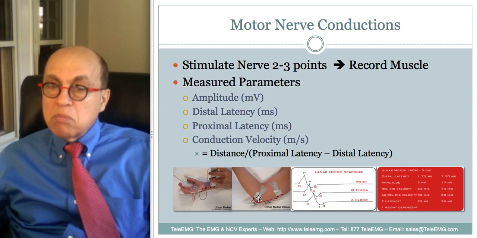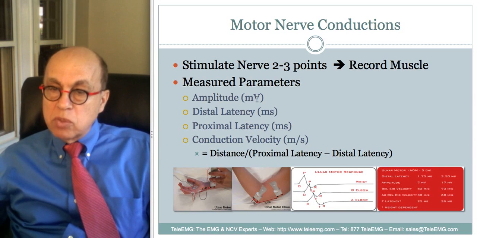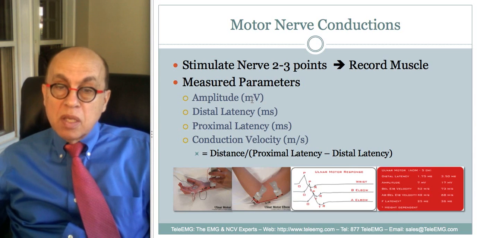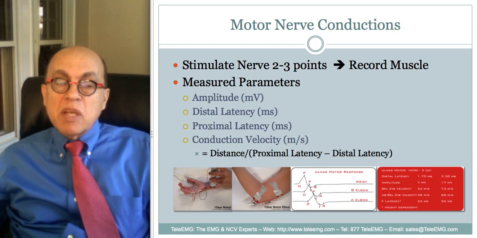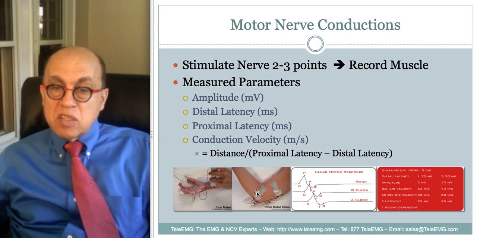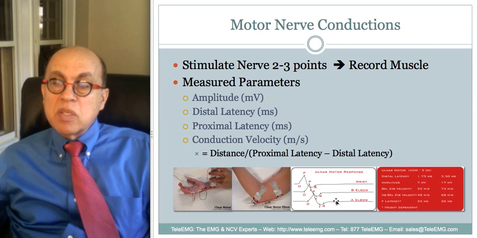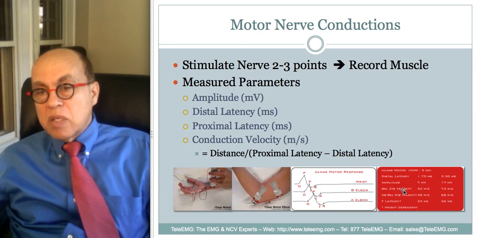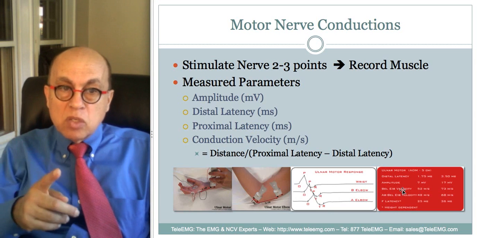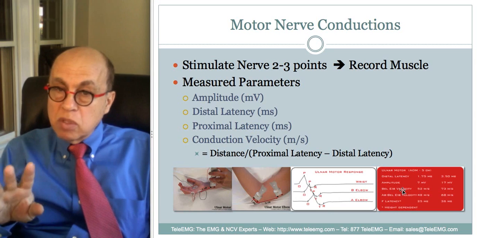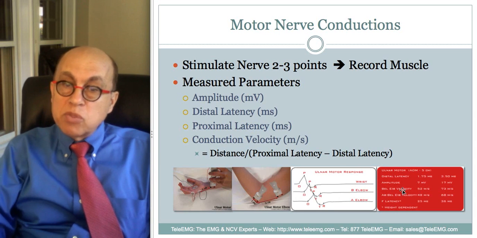So here, like in the sensory, we measure the amplitude. Instead of microvolts, we use millivolts because the motor amplitude is much greater than the sensory amplitude. We still measure the distal latency and the proximal latency. And we calculate the conduction velocity between these different points. Always, as usual, compare it to normal values obtained at the same stimulation and same recording points. It's very important, because otherwise you'll be comparing apples to oranges.